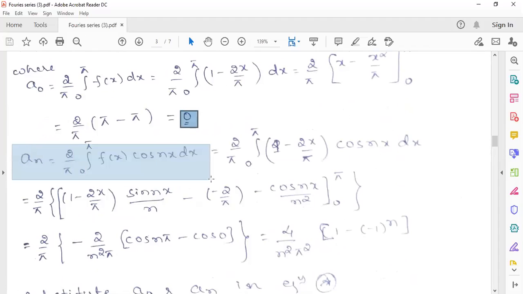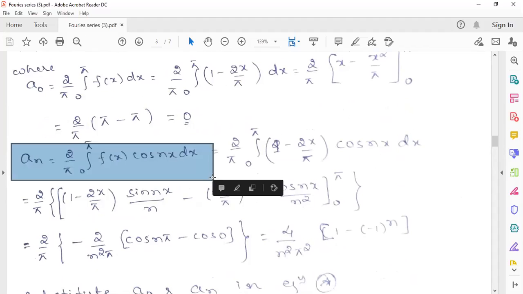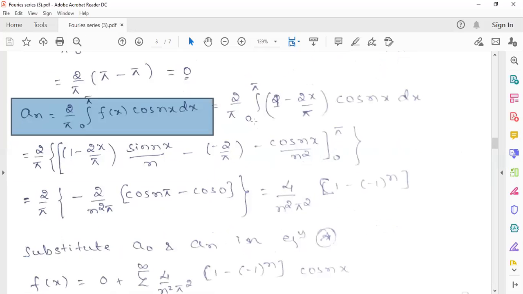An equals 2 by pi integral over 0 to pi of f of x cos nx dx. The value of the function in the interval 0 to pi gives 2 by pi integral over 0 to pi of 1 minus 2x by pi, which is the value of the function, into cos nx dx. Now we can apply the UV rule, that is Bernoulli's rule, by taking 1 minus 2x by pi as u and cos nx as v.